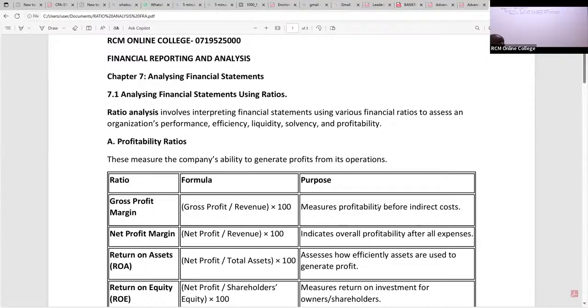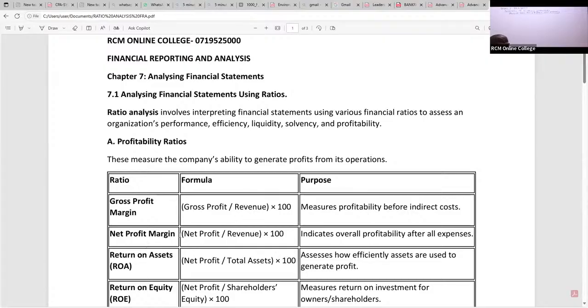Measures profitability using the cost of sales only. You see, for us to get gross profit, we take sales revenue minus cost of sales. Before you start looking at indirect costs, get that gross profit that you have there, and you divide it by sales revenue, there you will be.